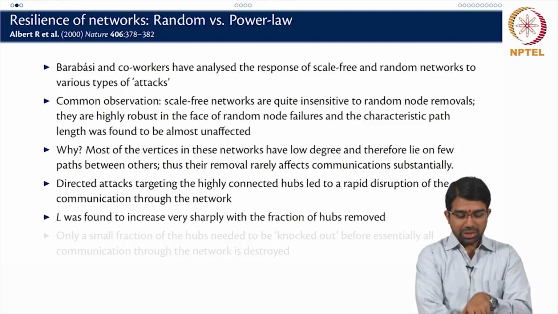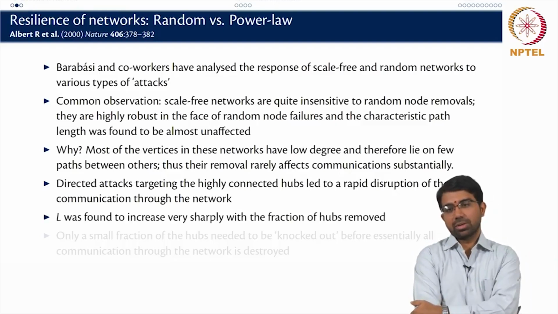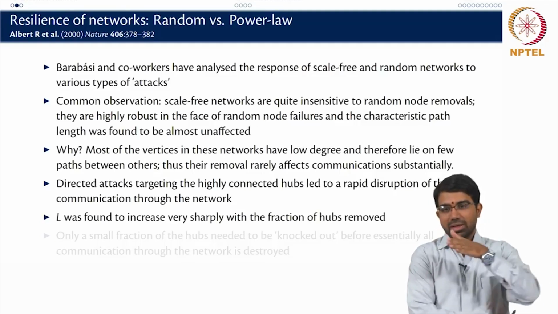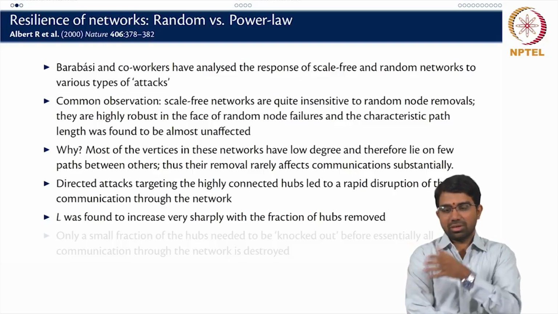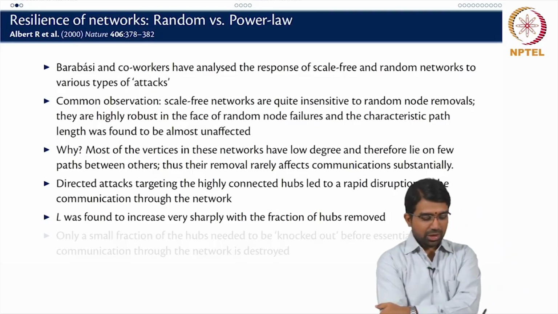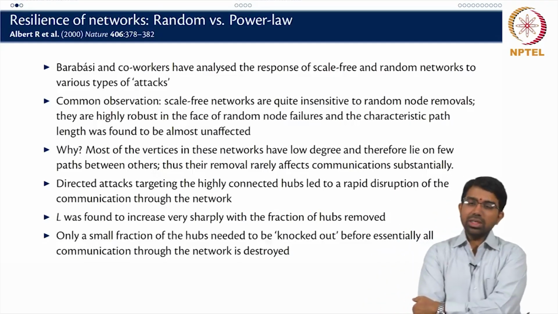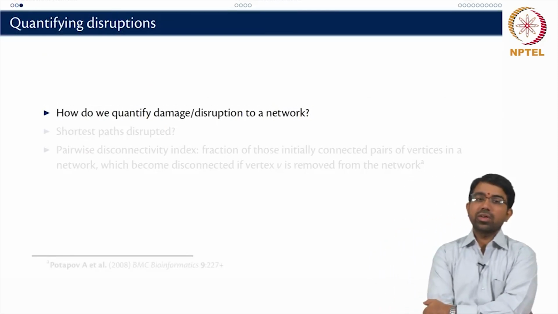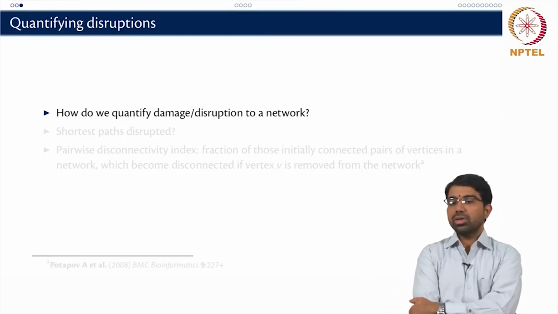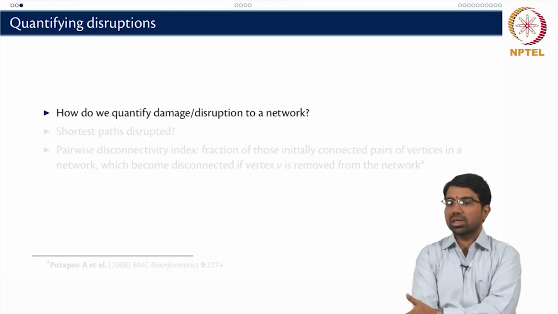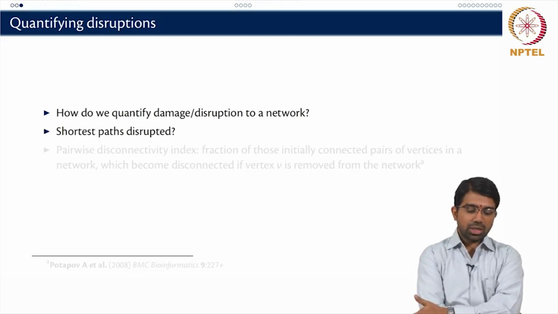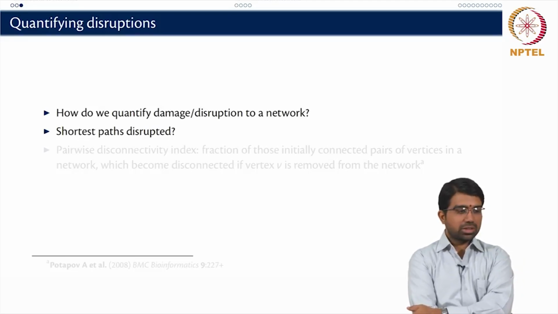So L was found to increase very sharply with the fraction of hubs removed. As you remove the hubs, it increases very fast, and then you will have a drop when the whole network gets fragmented. You needed only to knock out a small fraction of the hubs before literally killing the entire network. So how do we quantify the disruption? One way would be computing a delta characteristic path length, delta diameter or something like that. You could also look at the number of shortest paths disrupted.